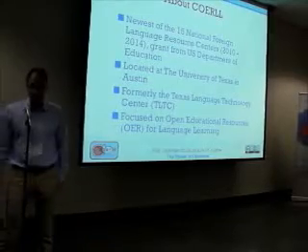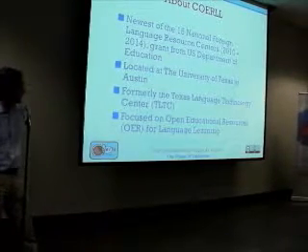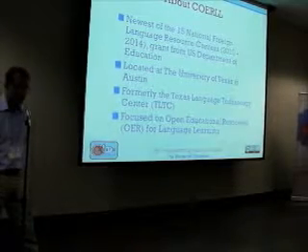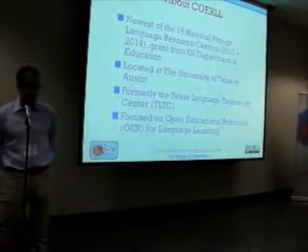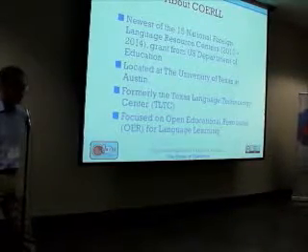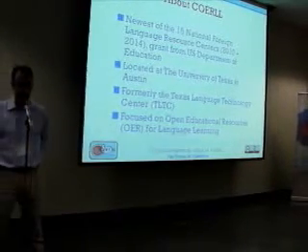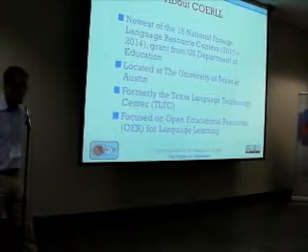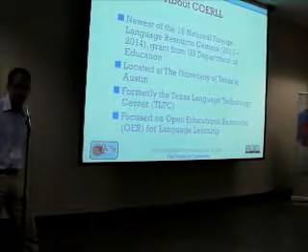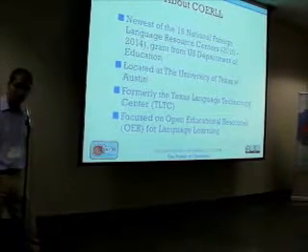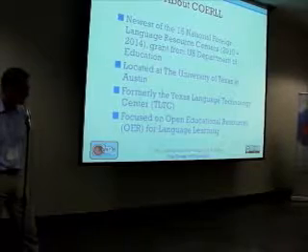So about COERLL. We are a National Foreign Language Resource Center, and there are 15 of us throughout the country, from the East Coast to the West Coast, even including Hawaii. Hawaii is one of the first. It was started in 1990 by the U.S. government. And so we're the new kid on the block. We're only 2 years old. We are headquartered here at the University of Texas at Austin.